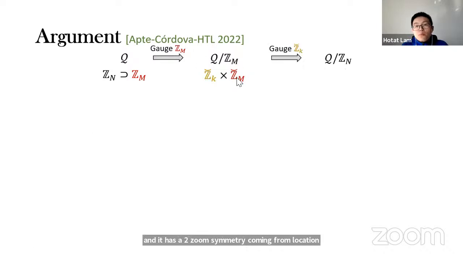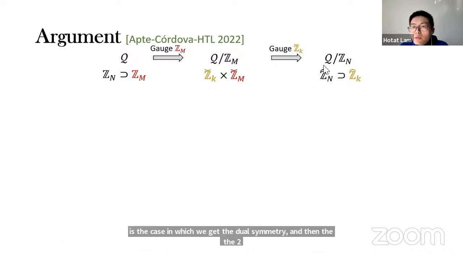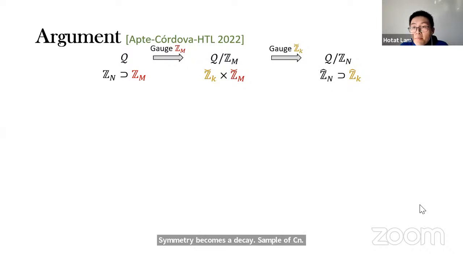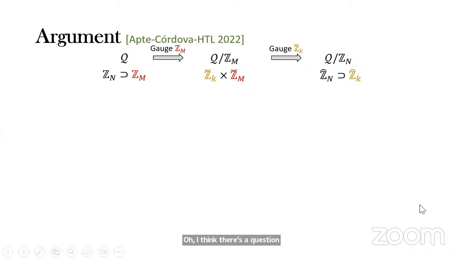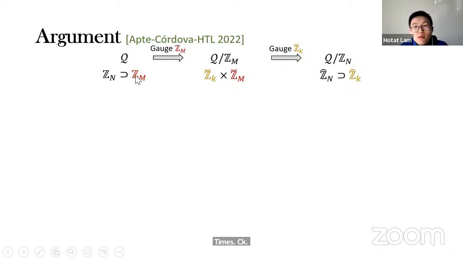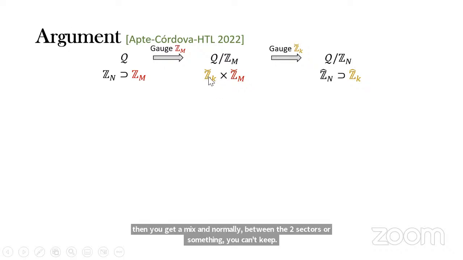The second thing is that we can further gauge the Zk symmetry to get the theory Q mod Zn. When we gauge the Zk symmetry, we get the dual symmetry, and the dual symmetry becomes a Zk subgroup of Zn. I think there's a question. Yep. So here you're assuming that the Zn splits into Zm times Zk. No, I didn't assume it's split. But if it doesn't split, then you get a mixed anomaly between the two sectors, and then you can't gauge Zm by itself, can you? That's an obstruction to gauging Zm.